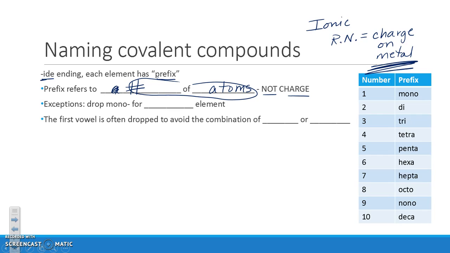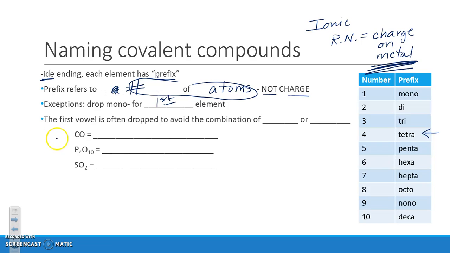Here are your prefixes. You should have them on your podcast notes. You do have to memorize these. Sorry. Yes, you have to memorize these. This is usually the one that gives everybody the biggest problem. Why? I don't know, but it is. We drop mono for the first element, and the first vowel is often dropped to avoid the combination of vowels, such as OO together, like monoxide. We would drop the first O, so it would be monoxide. Pentaoxide, we would drop the A, and it would become pentoxide. So you drop the first one to avoid vowel confusion.